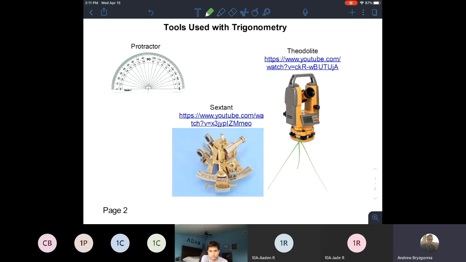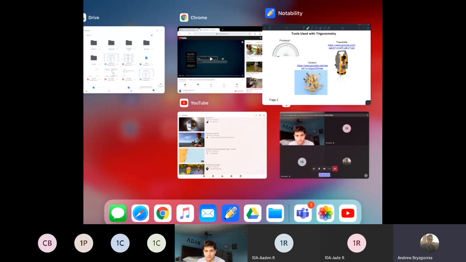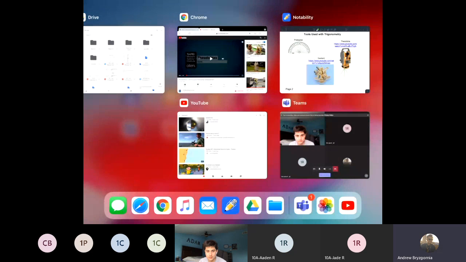So what I've got are 2 videos. One of them is a professor from, I think it was Harvard, explaining how to use a sextant. And then the other one is a guy from Australia who's explaining how to use a theodolite. So I've got to remember which videos. Okay. So here's the sextant video.